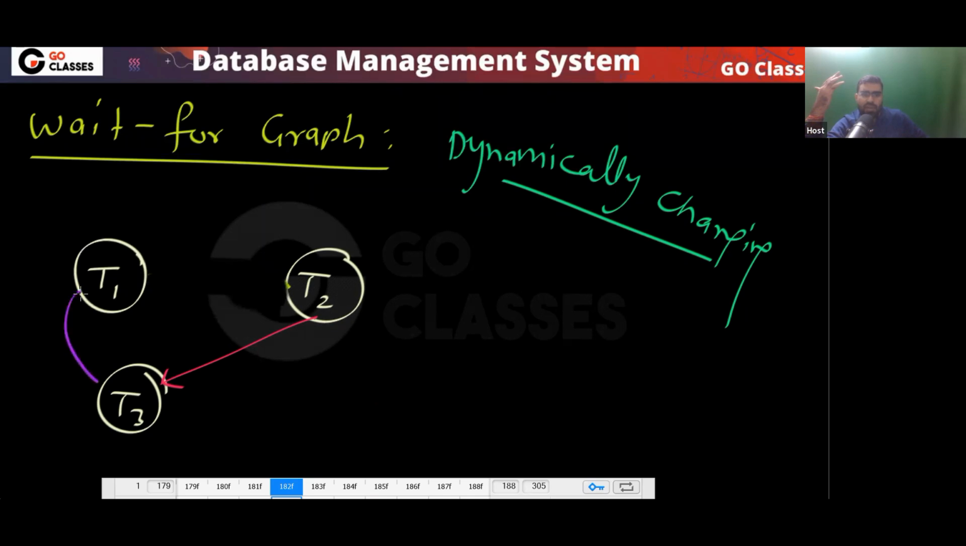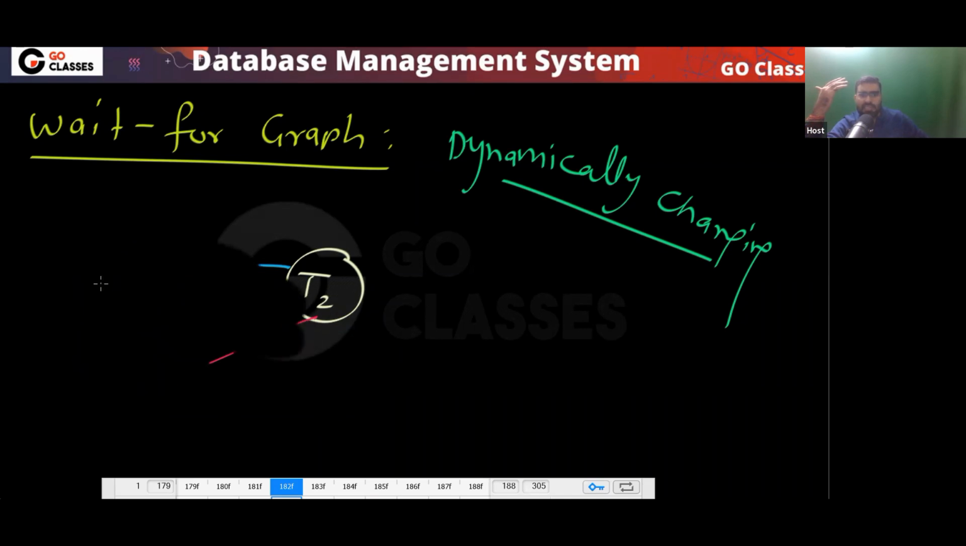After 1 hour, T1 waits for T3. After 1 hour, let's assume T2 waits for T1. After 1 hour, this does not happen. T2 does not wait for T3. Are you getting my point? Is this clear? So the wait-for graph is dynamically changing. We dynamically keep putting the edges and we dynamically keep changing this. So this is actually dynamically changing.